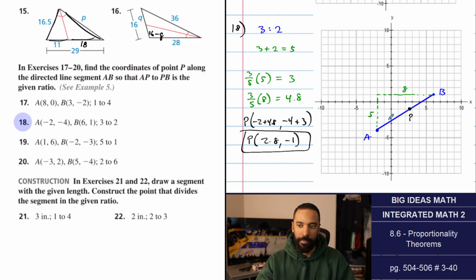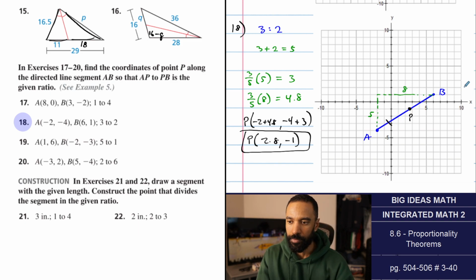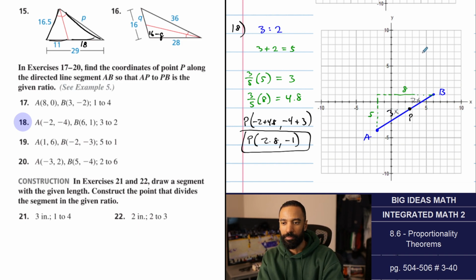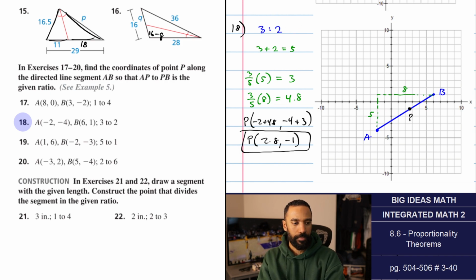And that's 3/5 of the way. It's like 1, 2, 3, 4, 5. You know what I mean? Like that. Now, the 3 to 2 ratio means whatever this length is, this is that amount in comparison. Let's go to number 19.